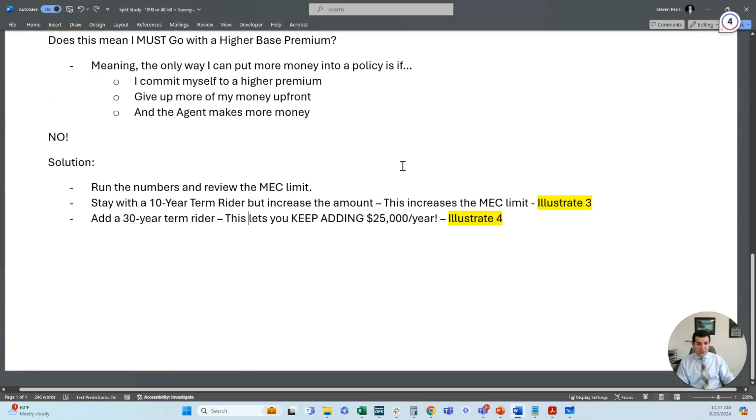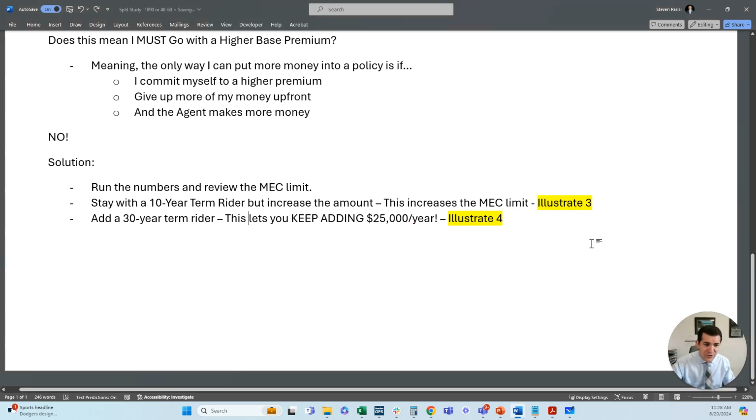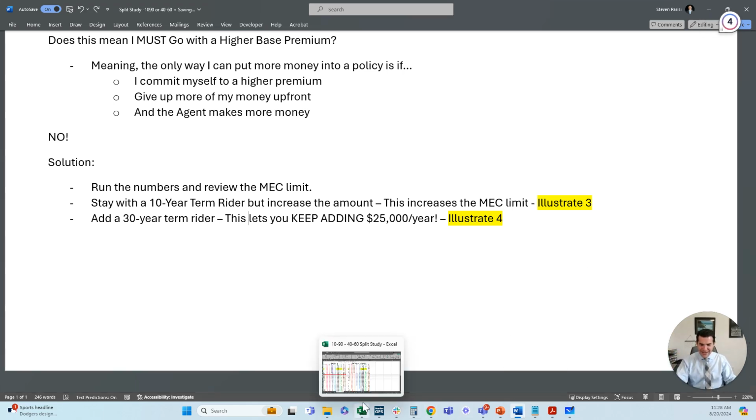We can add a 30-year term. So if you said, hey, the idea of paying $25K for 10 years and then dropping to $10K, that's not what I want to do. I want to keep adding $25K per year. Can I do that? The answer is yes. Yes, you can.